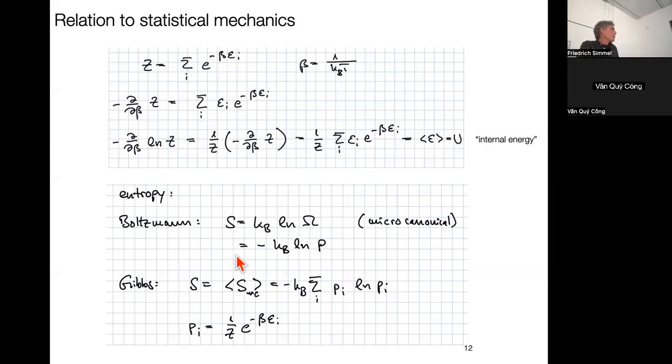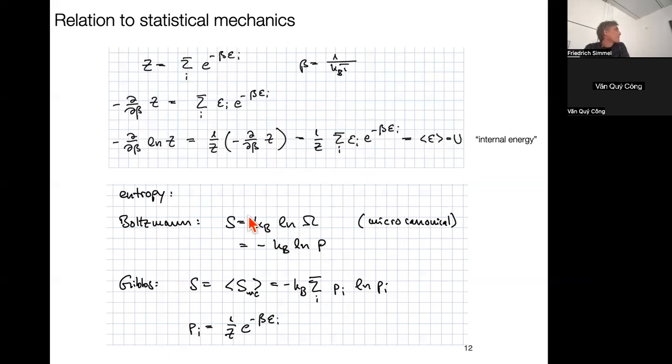Now the entropy, in the definition by Boltzmann, is just given by kB times the ln of the number of possibilities in principle. And that is related to the probability. When you assume that every possibility is equally likely, then this probability p is just 1 divided by omega, and that gives you that expression.